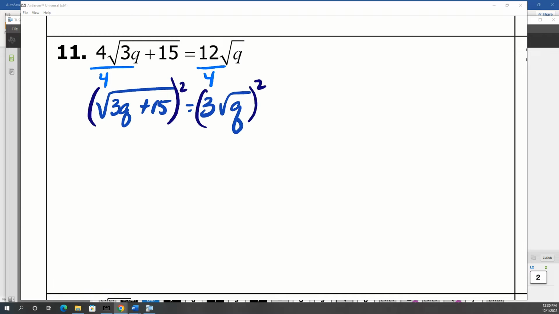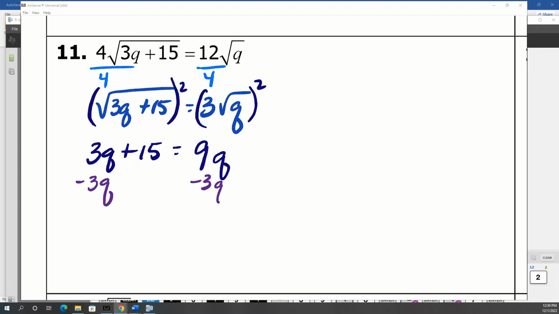So on the left, the square is just going to get rid of the square root. But on the right, since that 3 isn't under a square root, we actually have to square it and get 9. And then when we square the square root of q, that's just going to be q. It's just a little tricky right at the beginning, and then after that, it's just normal. We'll go ahead and get our q's together by subtracting 3q.